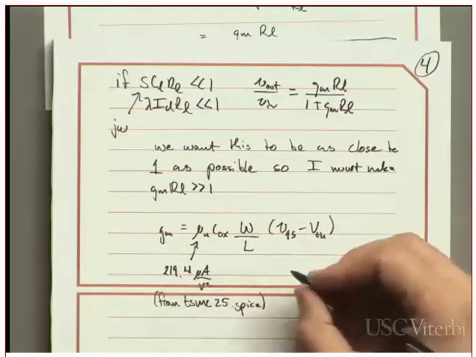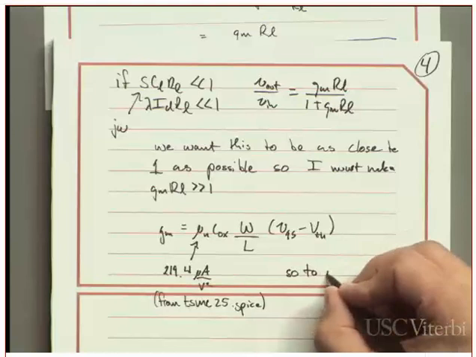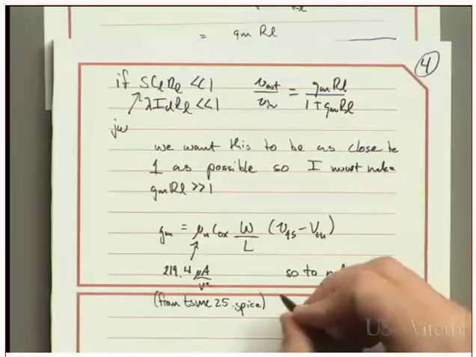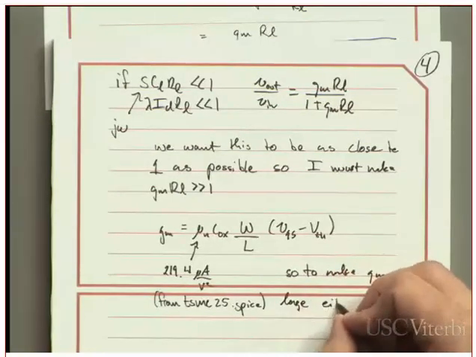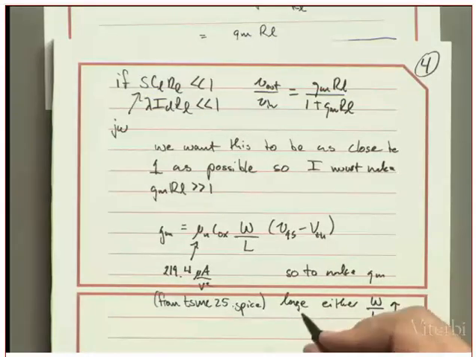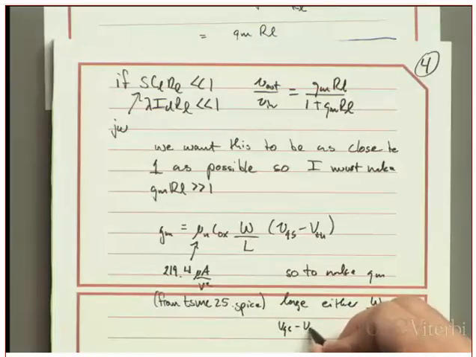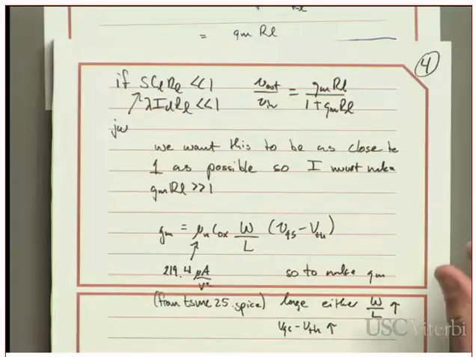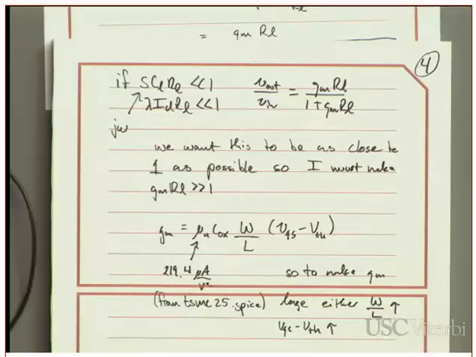So if I want to make gm large, I can do two things. Either width over length goes way up, or VGS minus VTH goes way up. All right. A couple of factors to keep in mind. Increasing the width will increase the gate capacitance, the gate to drain and the gate to source capacitance. So if I increase that too much, those might become non-ignorable, and I'm left with something much more complex.